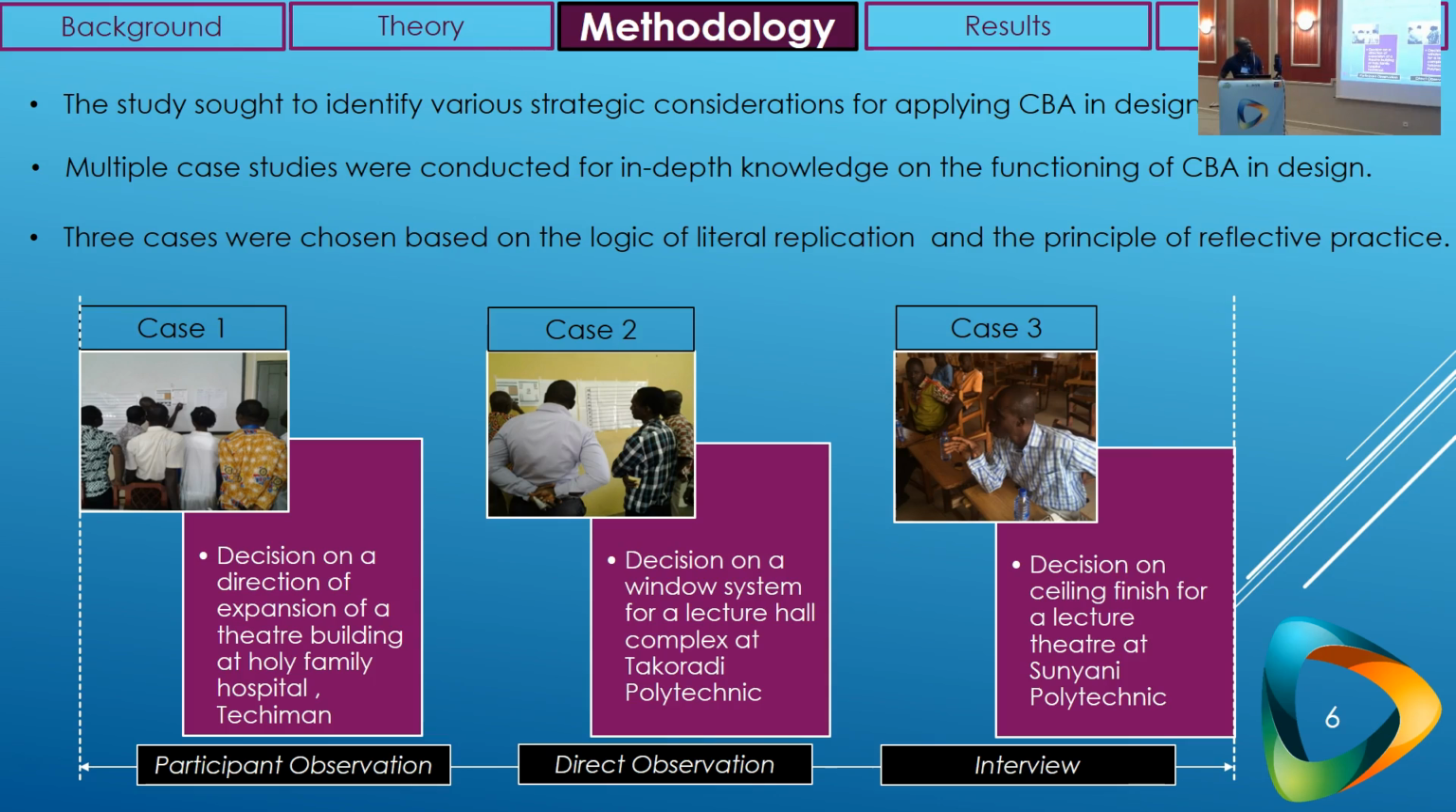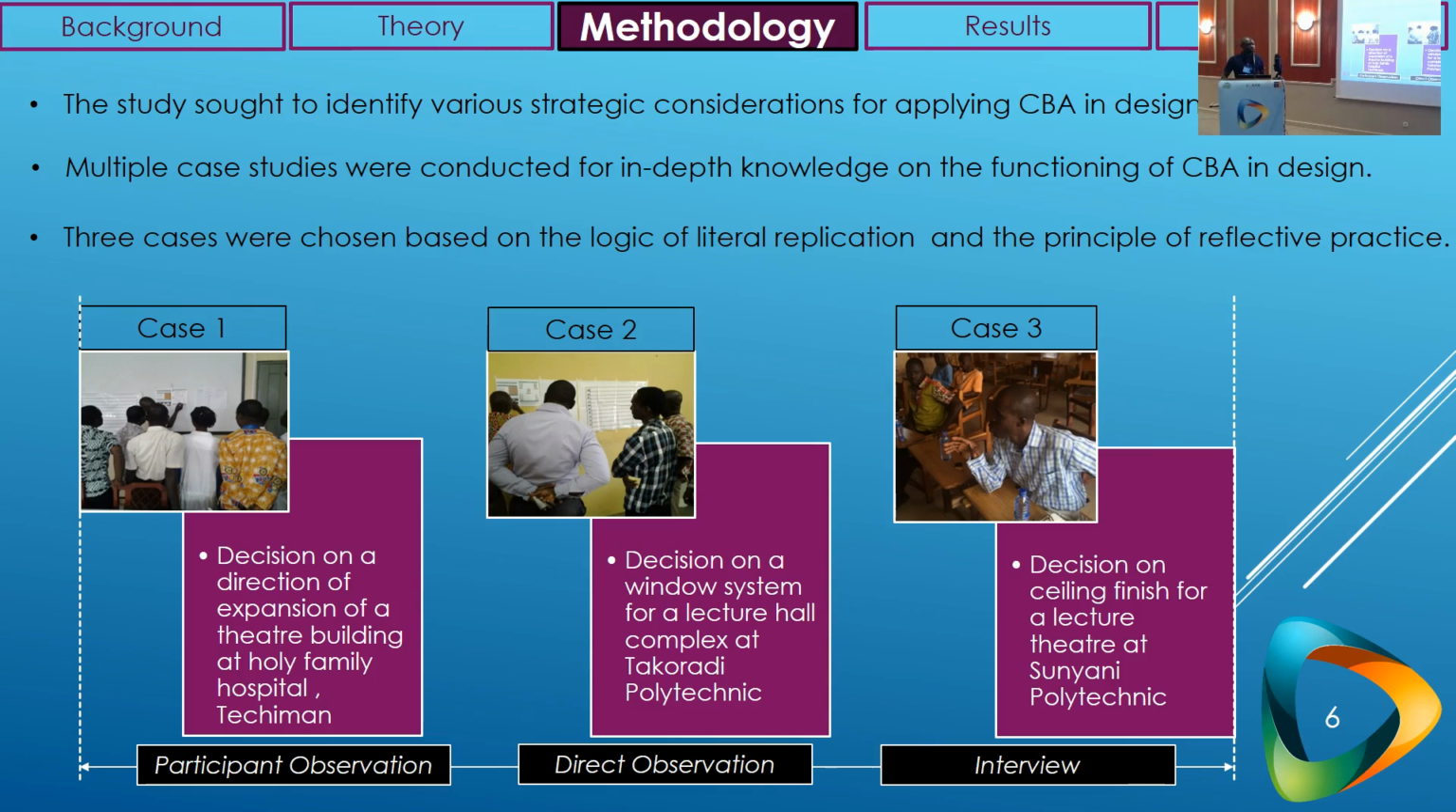Now, this work is based on some learning from 3 case applications of CBA on some selected projects in Ghana. The first involved the application of CBA to decide on a conceptual decision regarding the choice of the direction of expansion for our operating theater in Ghana. The second one was the application of CBA to decide on window opening systems for a lecture room project, and the third was decision on a ceiling finish for a lecture theater in Ghana.